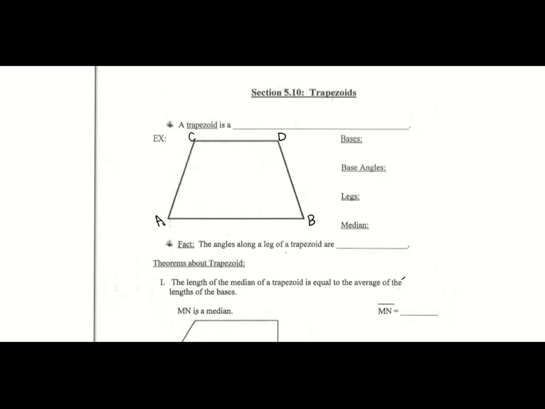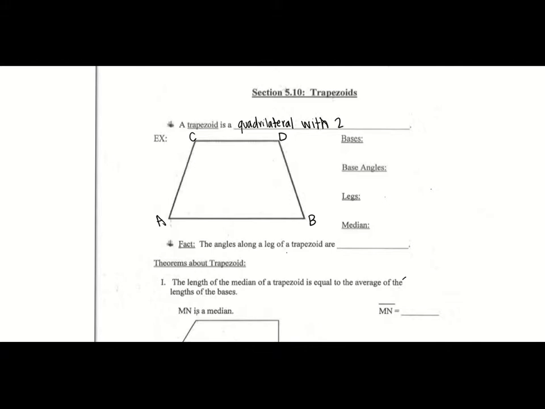The next shape we're looking at is a trapezoid, and a trapezoid is a quadrilateral, meaning it has 4 sides. And what's special about this quadrilateral is that it's a quadrilateral with 2 parallel sides. Okay, so we got a picture of a trapezoid drawn.